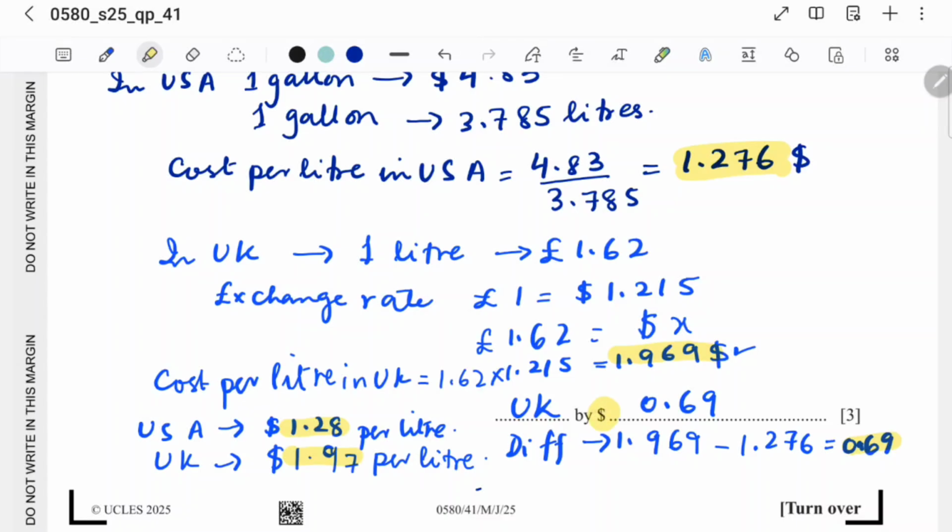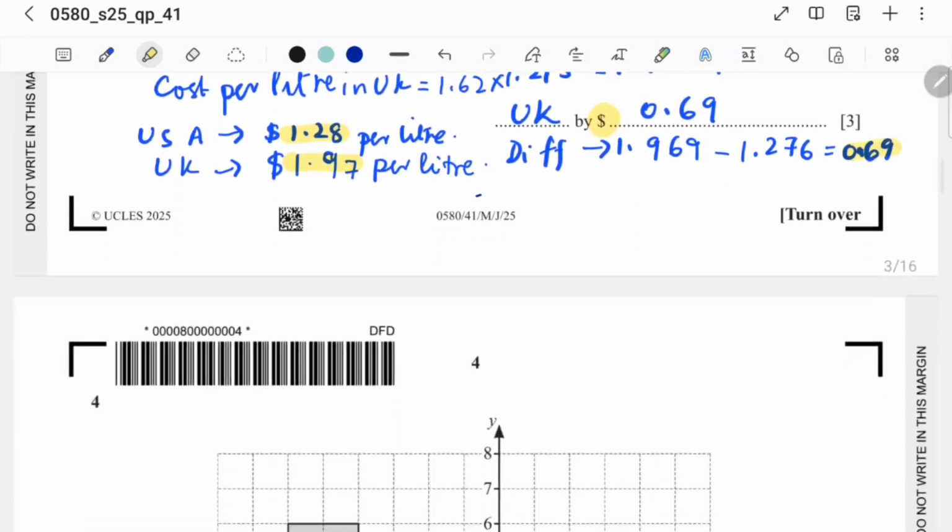In dollars we need to find out. That's why we are comparing both the cost in dollars. I hope you understood, and this question is of 3 marks. Go to the next question.